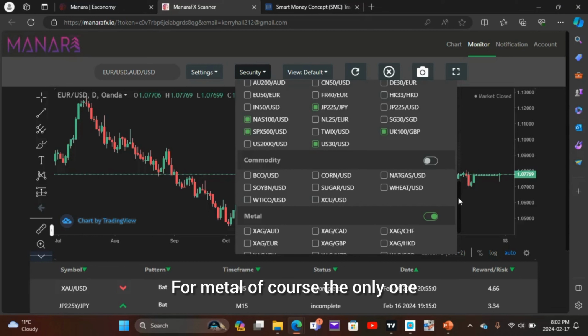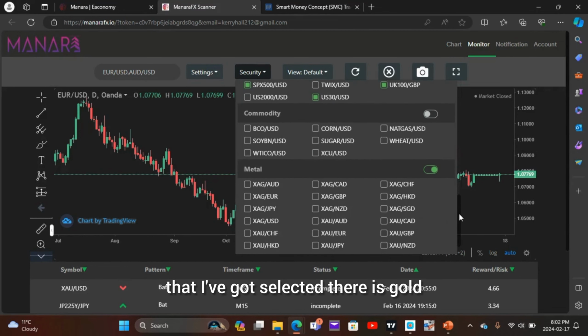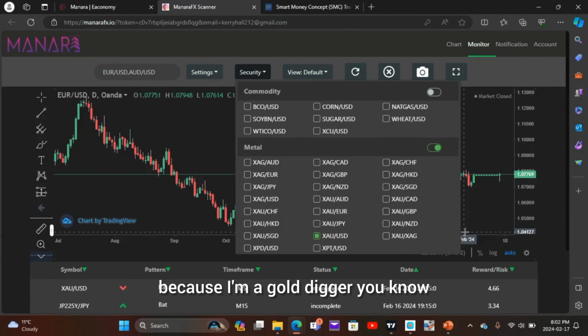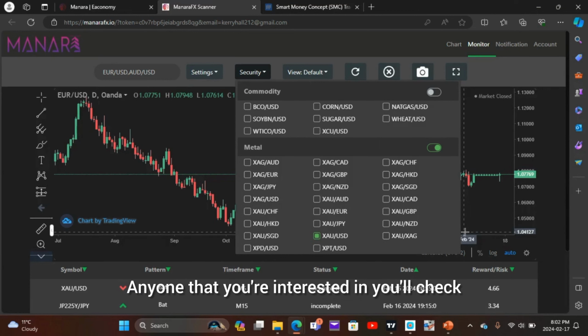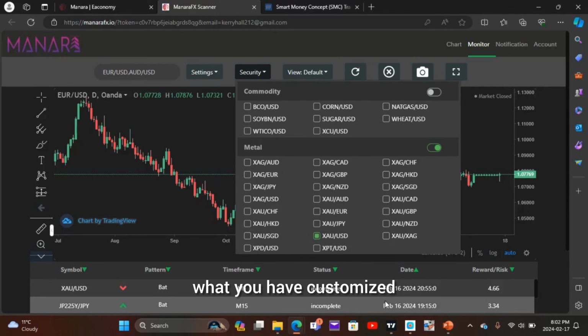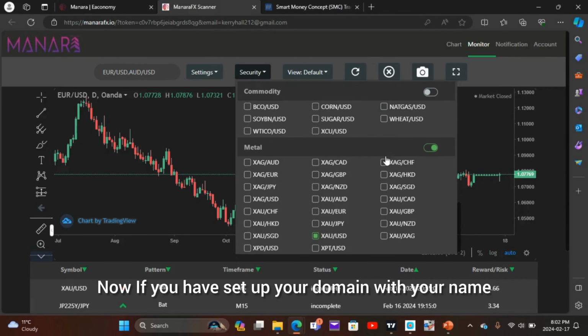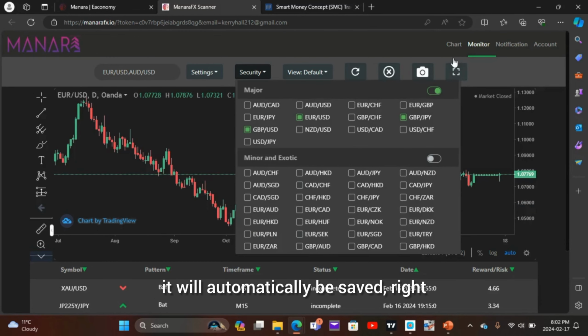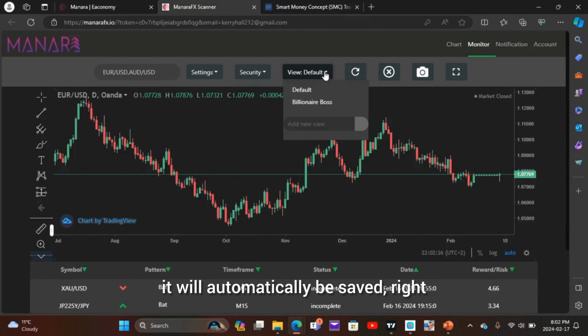For metal, of course, the only one that I've got selected there is gold because I'm a gold digger. Anyone that you're interested in, you'll check that one and you'll actually have them appear on the bottom section here based on what you have customized. Now, if you have set up your domain with your name, it will automatically be saved, right? Everything would be saved right here.